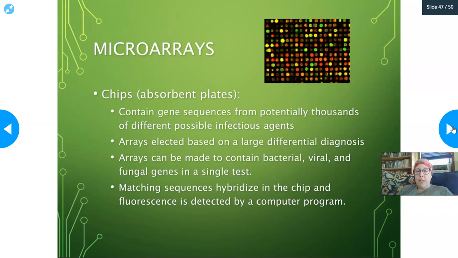And the matching sequences hybridize onto the chip, and then fluorescence is detected by a computer program. And so it can read yellow means one thing, green something else, orange, etc. And the computer reads the patterns and then gives you, it's positive for this or this or this, and negative for all the others.